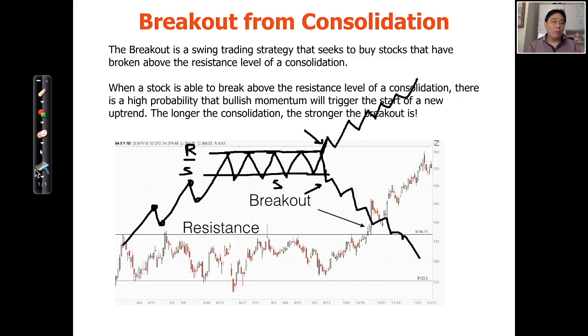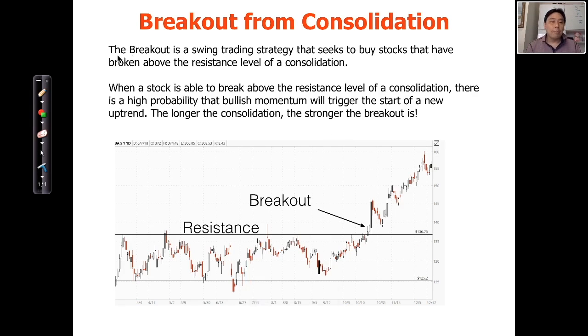All right. So let me read to you the formal definition. The breakout is a swing trading strategy that seeks to buy stocks that have broken above the resistance level from a consolidation. Because when a stock is able to break above a strong resistance from a consolidation, there's a high probability that bullish momentum will trigger the start of a new uptrend. And oftentimes, the longer the consolidation, the stronger the breakout. It's like the longer the guy's been in jail, the faster he'll run the moment he gets out of jail, right? Or the longer the constipation, the stronger the breakout. Put a crude example, right?